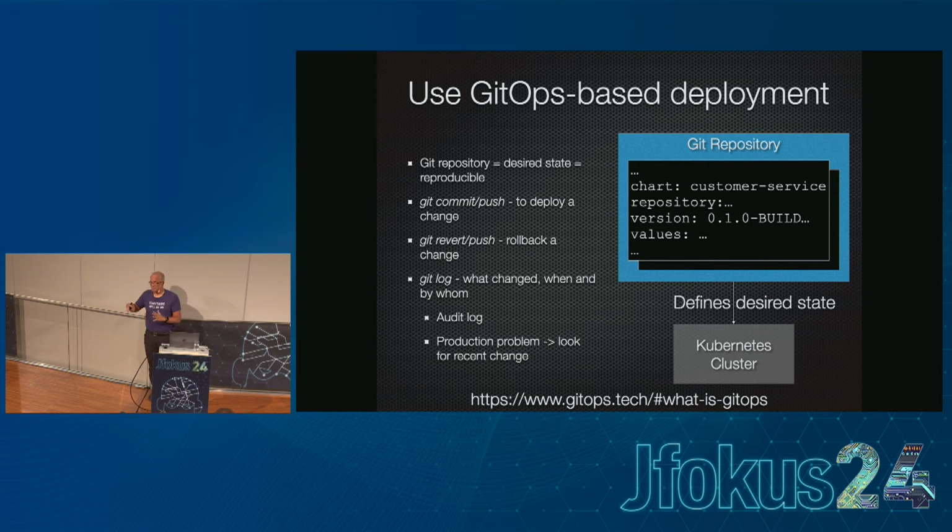And then also, which is really, really good, the git commit history is a log of all of the changes. It's an audit log of who changed what and when. So if there's an outage, you just go look in the git commit history to see what's changed recently. So super useful.